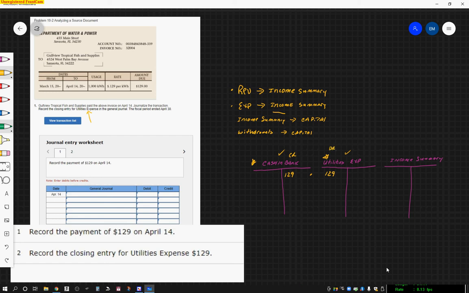So what would you do? Record the debit first, because credits are very polite to the debits, and they always let them go first. So here you go: debit utility expense for $129 and credit your cash and bank for $129.